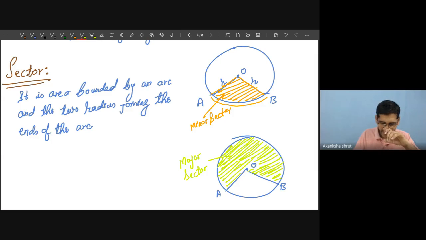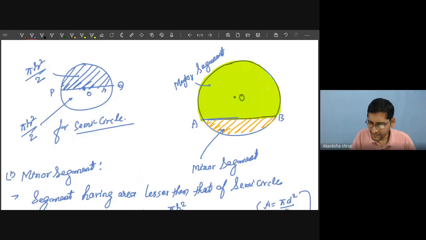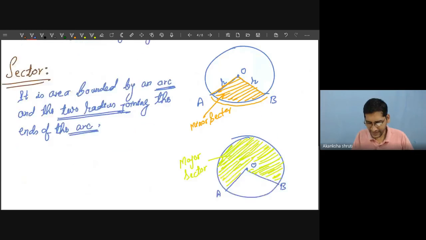Again, here the major sector has area greater than half of pi r square. For the minor sector, it will be lesser than half of the area of the circle. So that is applicable for the segment as well as the sector. But the difference is that here we need to take the two radii and the arc. Okay, students? It is important. But for the segment, it was the chord and the arc. That makes the difference.